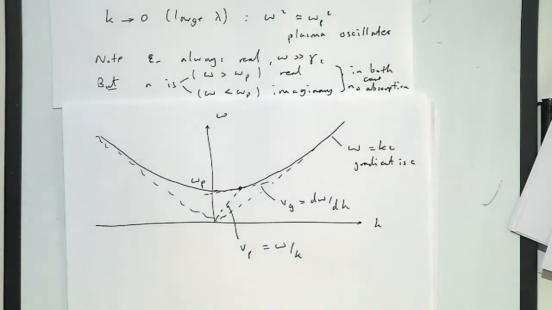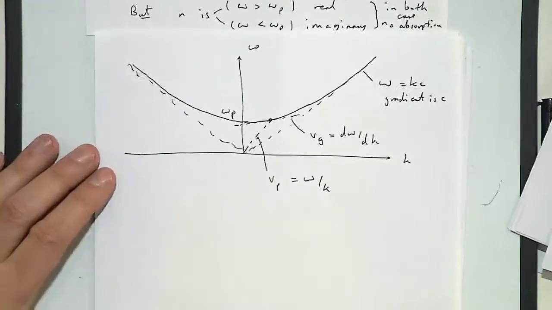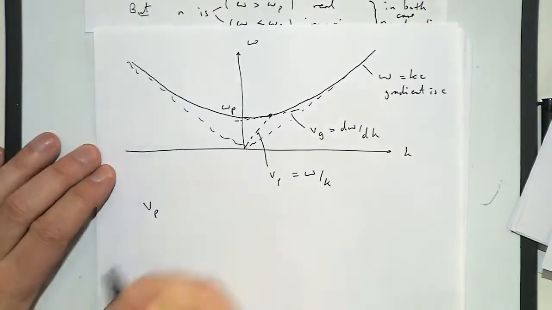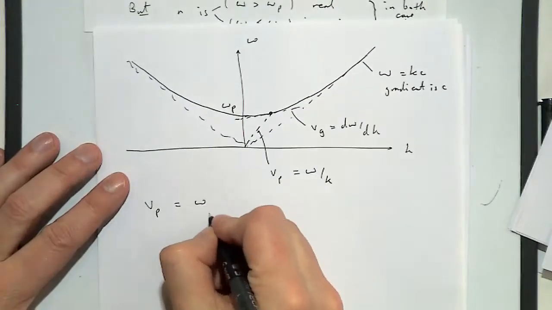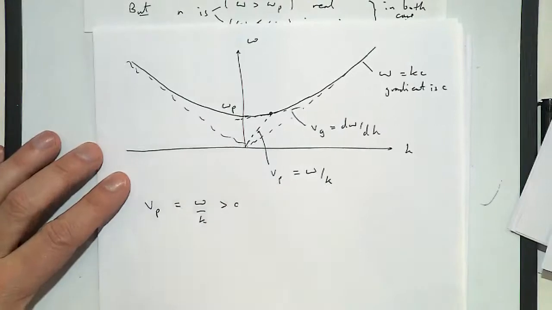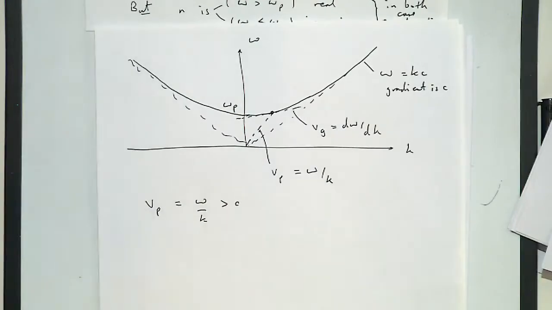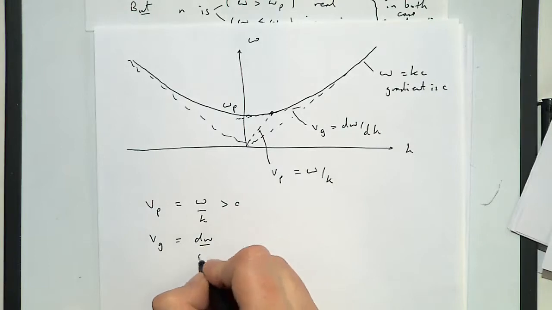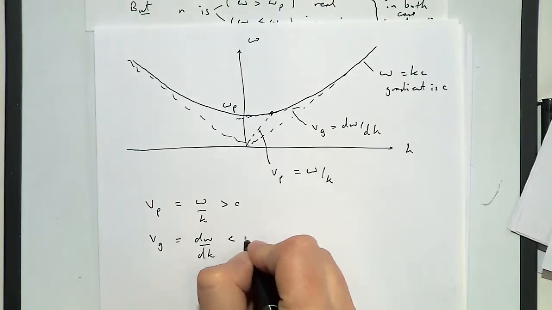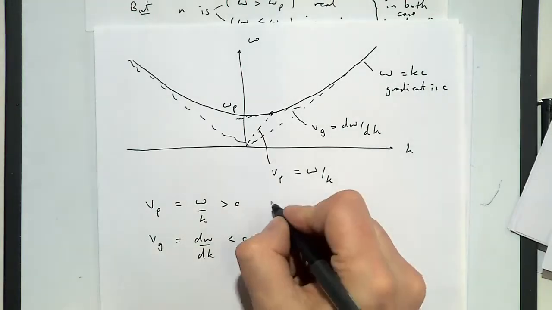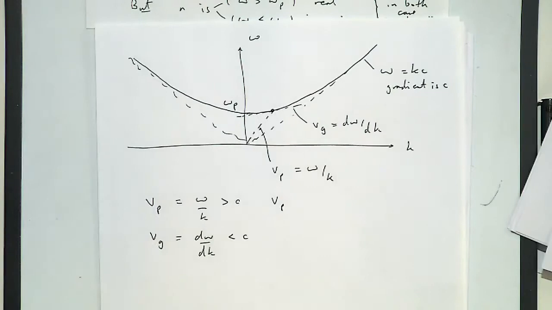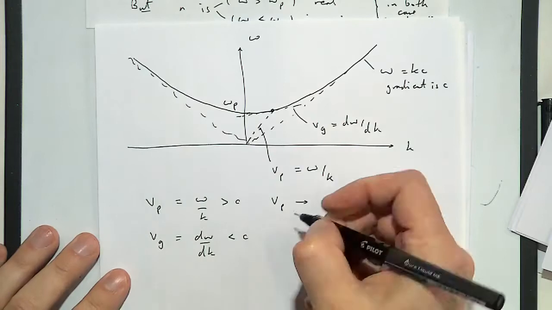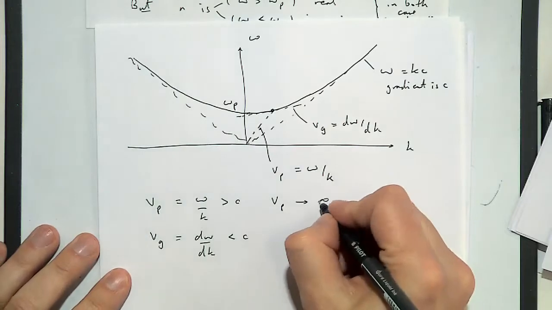And we notice that in a plasma, the phase velocity is always bigger than the speed of light. Unfortunately, the group velocity is always less than the speed of light, which is the important bit. And clearly, as we approach omega p from above, the phase velocity goes up to infinity.